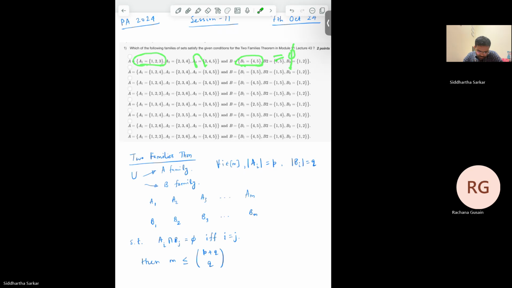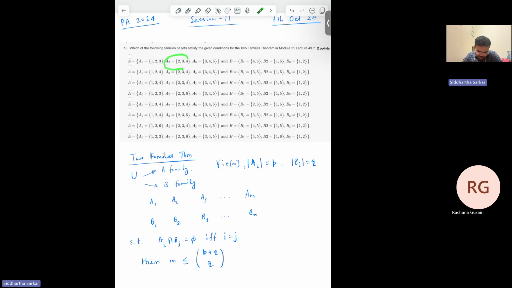Now let us see whether A1 intersection B2 is non-empty. Yes, there is a common element 1. B2 is 1, 5 and A1 is 1, 2, 3, so 1 is common. Therefore A1 intersection B2 is non-empty. Now A1 intersection B3: again, 1 is a common element, so A1 intersection B3 is non-empty. So with respect to A1, the conditions are satisfied.